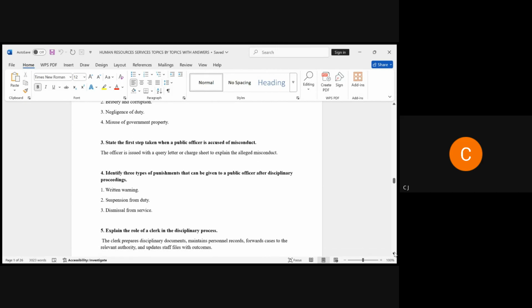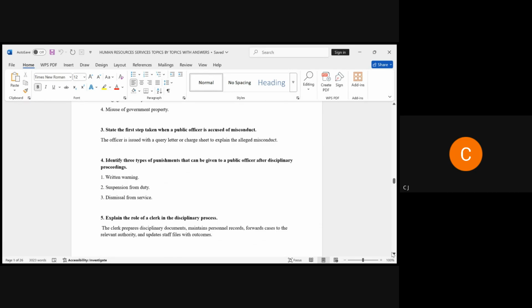Here we have the clerk prepares disciplinary documents. Number 1, maintain personal records. Number 2, forward cases to the relevant authority. Number 3, and update staff's file with outcomes. Number 4.